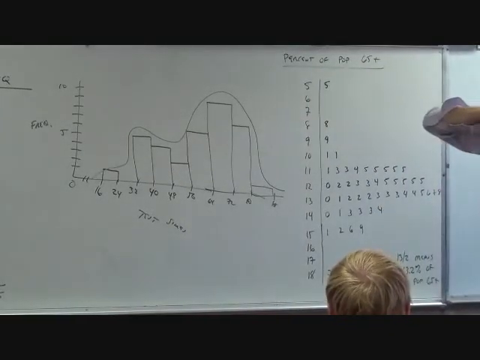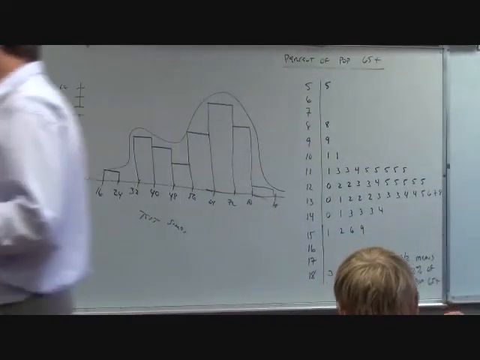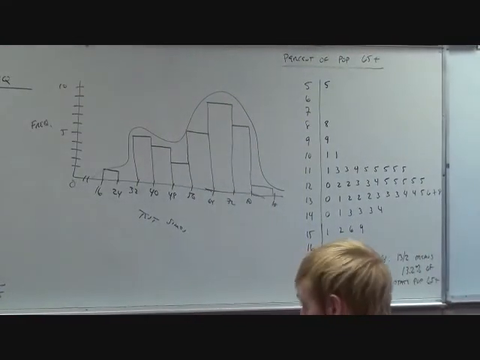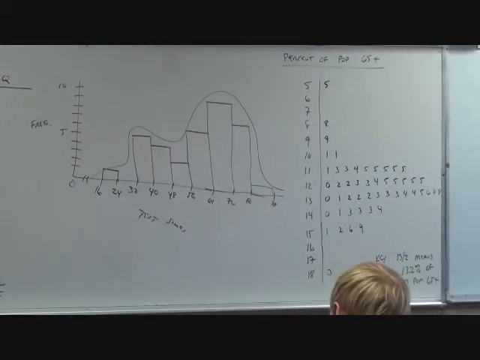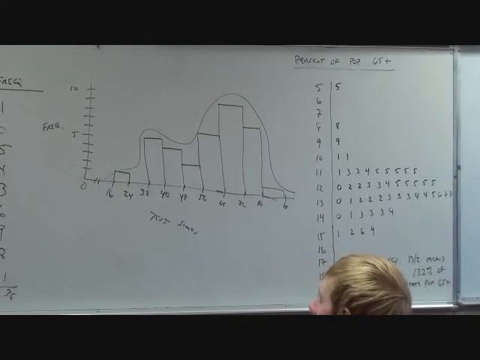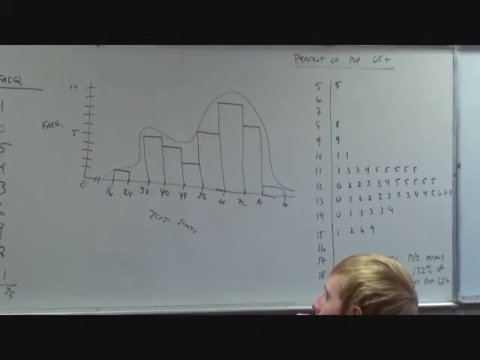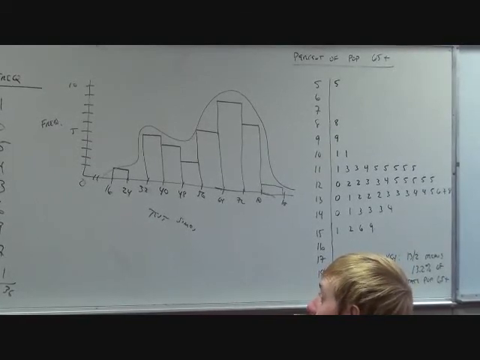Okay? So those are the words I want to hear now when you're describing shape. Modes, we talked about that already. You got one hump, that's unimodal. You got two humps, that's bimodal. Three humps, go trimodal. If you got more than that, make up a word, multimodal. Okay? Any questions at all?